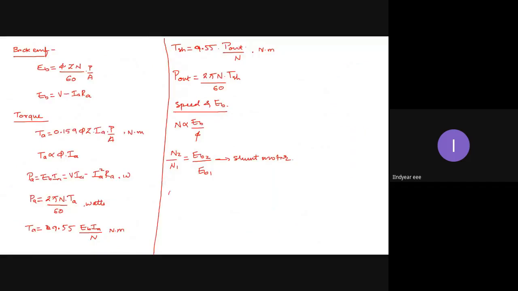Now, N2 by N1 is equal to EB2 by EB1 into IA1 by IA2. This is for the series motor. So these are a few equations that we have seen so far. We will be using these in solving the examples hereafter. The first thing, we should write what things are given. You can note those equations on one page, which you can keep aside while solving examples.